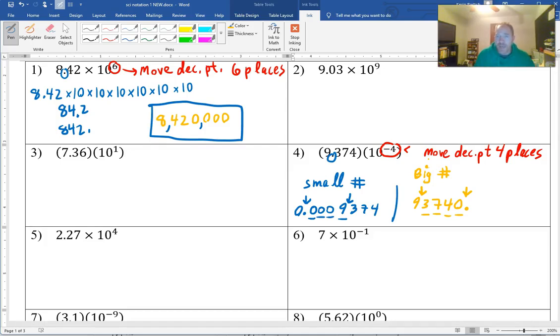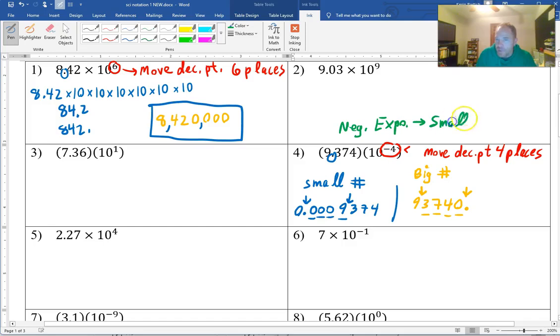So it's one of these two, because the exponent of negative 4 means I'm supposed to move the decimal point 4 places. But if I remember that it's a negative exponent, that means I should have a small number. Negative exponent means we should be getting a small number. So my answer would be the 0.0009374, this one.